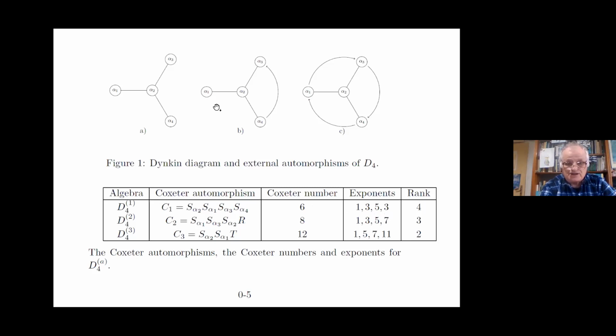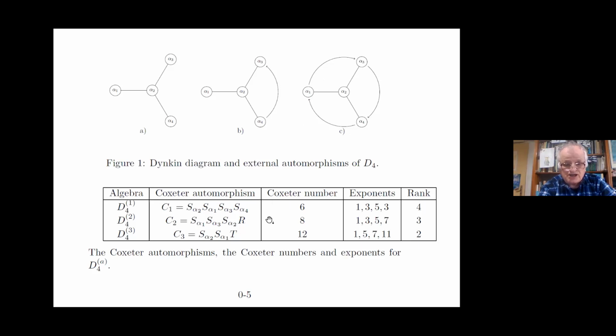Next, we consider the Coxeter automorphism composed by the external automorphism of second order, which exchanges the roots alpha 3 and alpha 4. And here C2 is the composition of the Weyl reflections composed by the mirror reflection, which corresponds to the external automorphism. The Coxeter number now is 8, and the exponents are 1, 3, 5, and 7. The rank is 3.